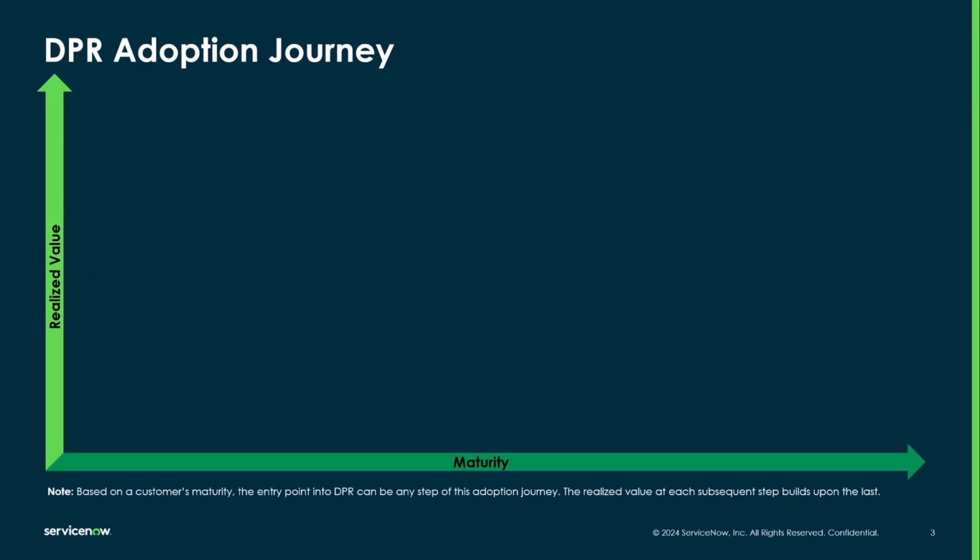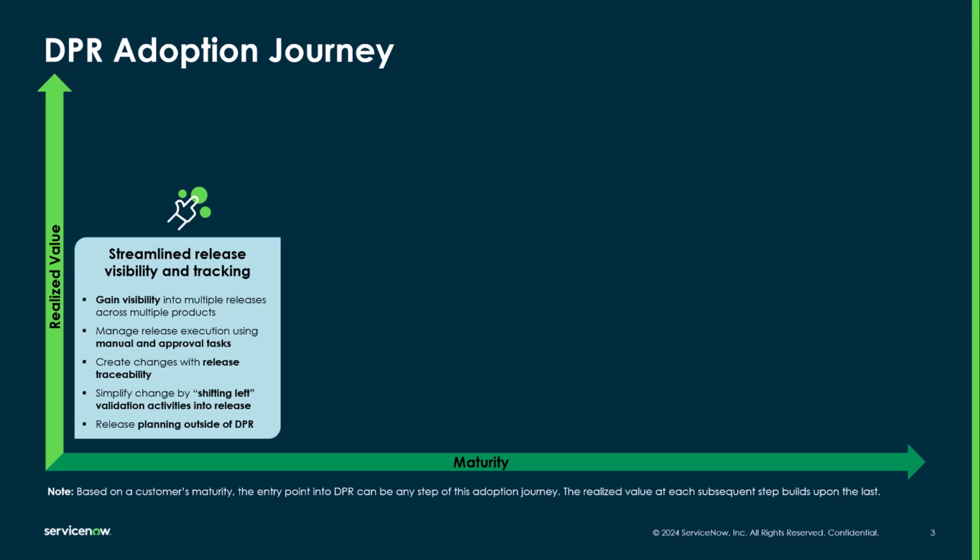Let's jump into it. The graphic you see here is ServiceNow's perspective on the adoption journey applicable for most customers aiming to implement DPR. The x-axis denotes the relative maturity within DPR, and the y-axis denotes the relative realized value. The first step in the adoption journey focuses on defining a release process within DPR using release templates and leveraging tasks and approval tasks to manage release execution. Tasks are manual activities defined within DPR that are associated to relevant phases of a release, and manual approval tasks are tasks that have approval tied to them.